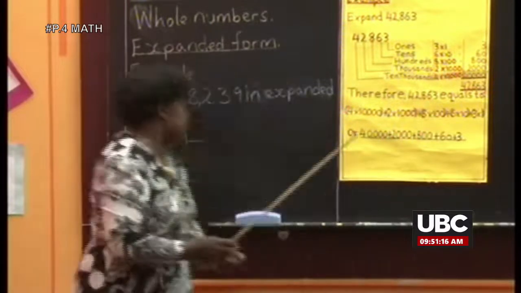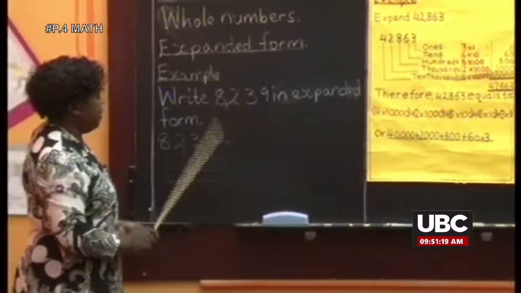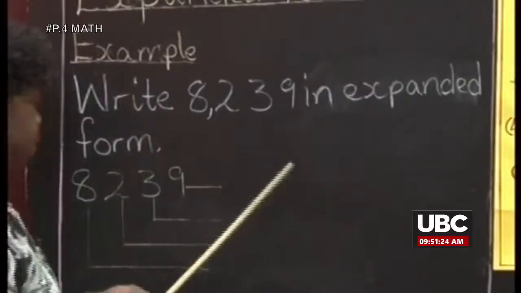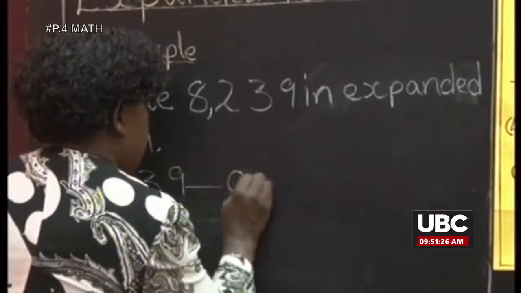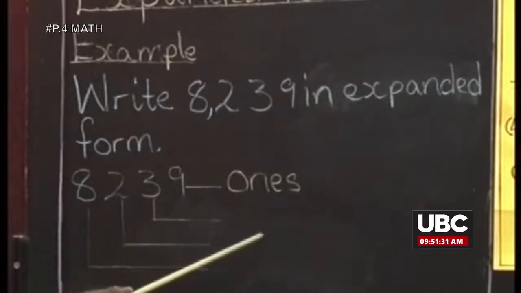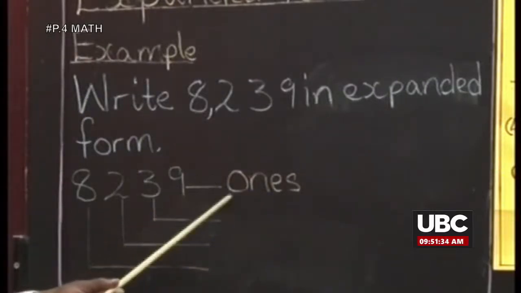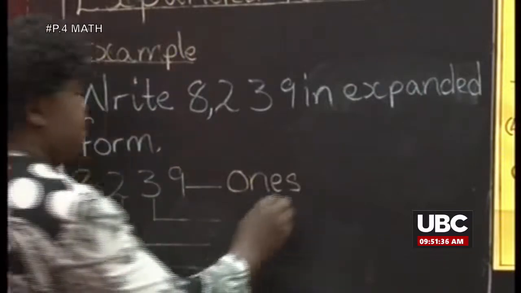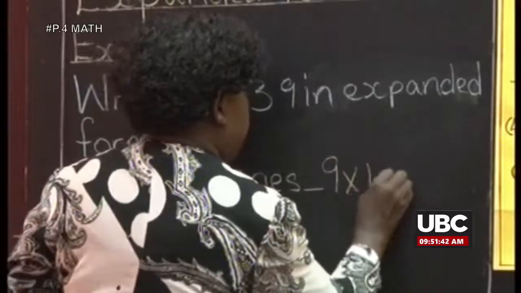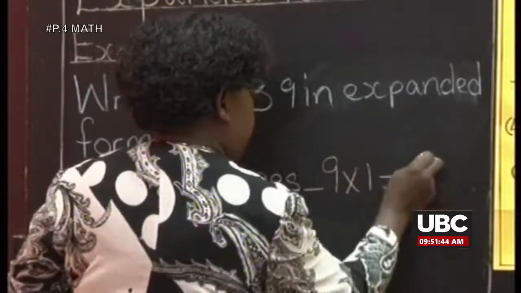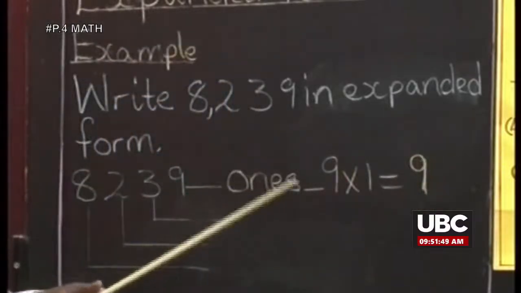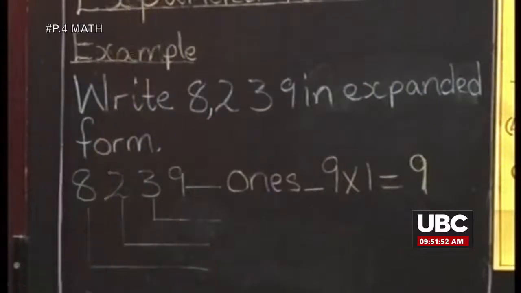For us to expand this number, we've got to know the place values first. And what is the place value of 9? The place value of 9 is ones. And how many ones? 9 ones. So 9 ones is the same as 9 times 1, you get 9.